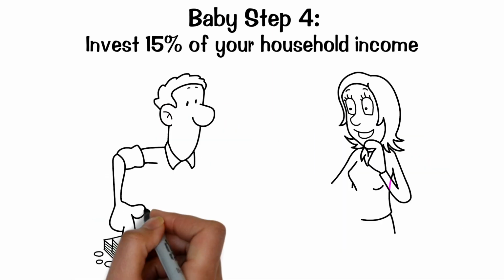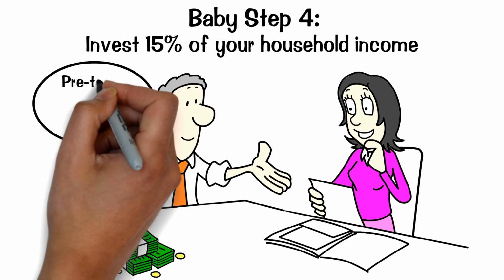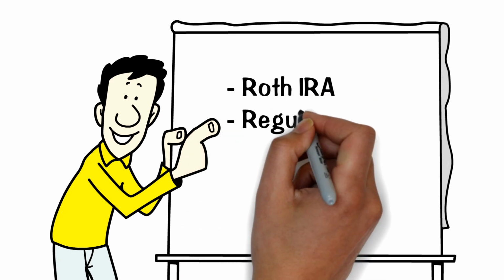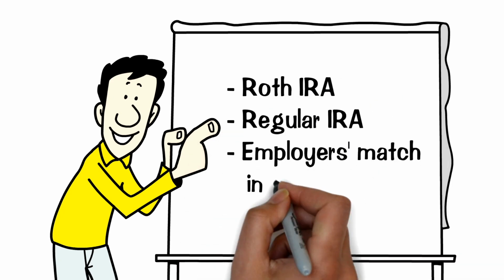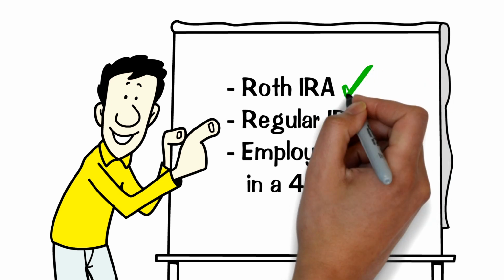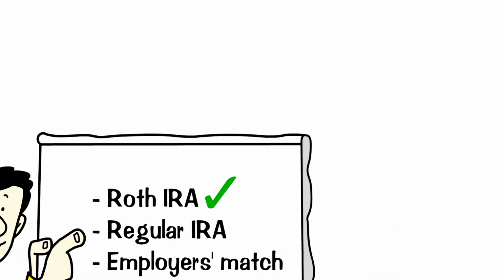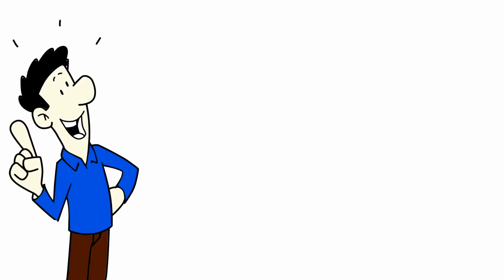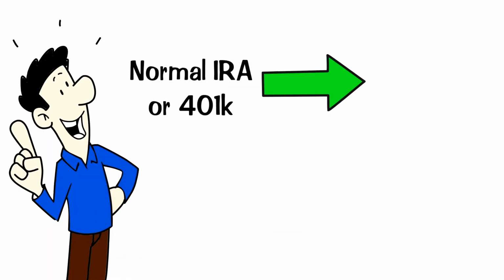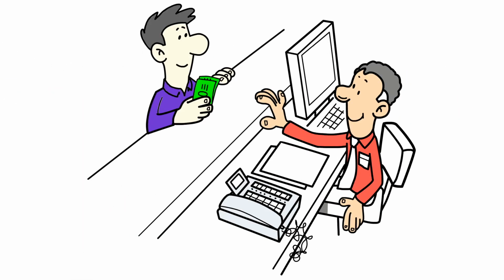Baby step 4 is to invest 15% of your household income into some sort of pre-tax or tax advantage account, like a Roth IRA, regular IRA, or an employer's match in a 401k. Personally, I recommend you put as much in a Roth IRA as possible. You have an option to convert money that is in a normal IRA or 401k into a Roth IRA, so long as you pay the taxes, and I believe this is a good idea.